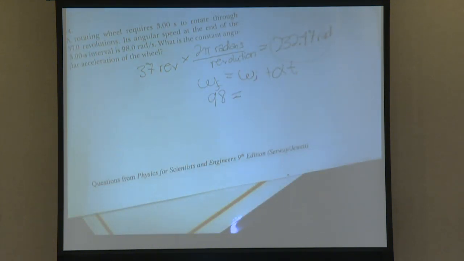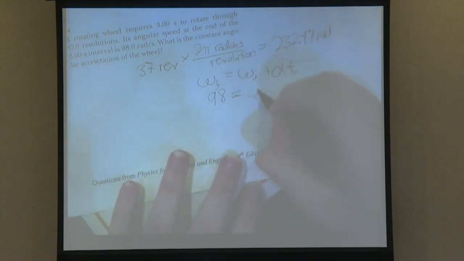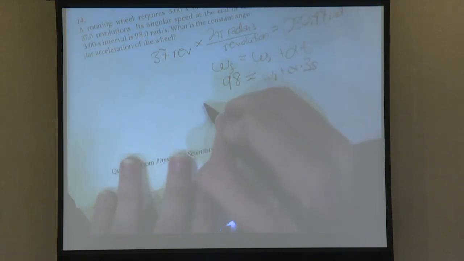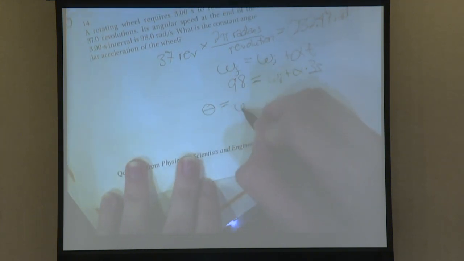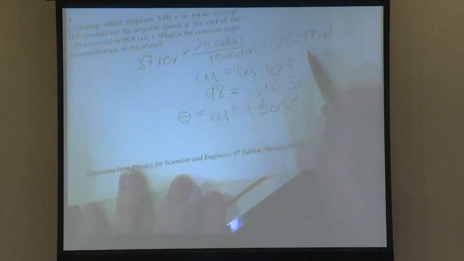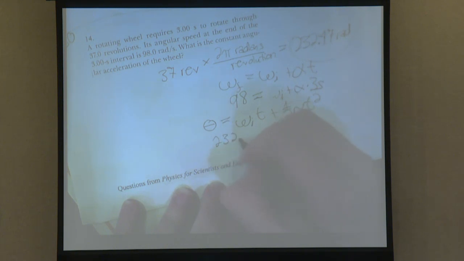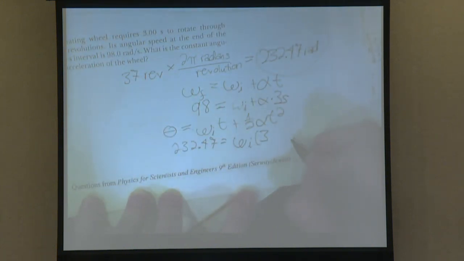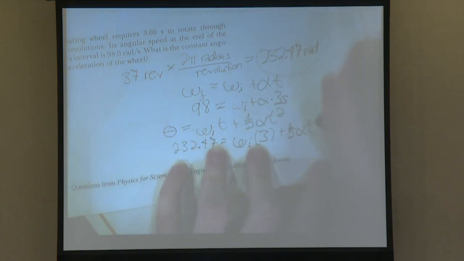And then we know that it's moving for 3 seconds. And then in the same way that we're using this formula, we want to use the distance formula. So we know that our distance is equal to our initial angular velocity times time plus 1/2 our angular acceleration times time squared. And we just found our distance, which is 232.47. And then we can plug in 3 seconds for t, 1/2 angular acceleration times, again, 3 squared.